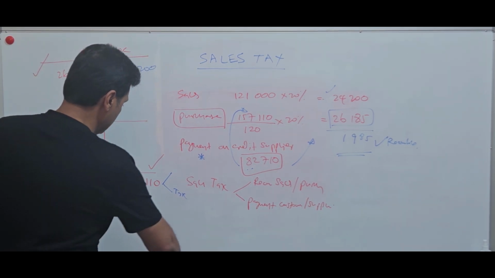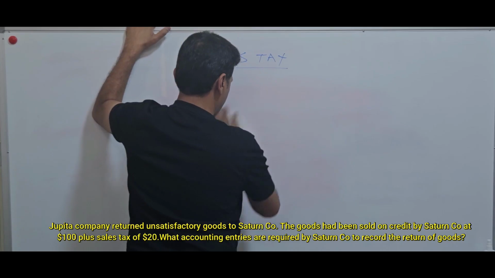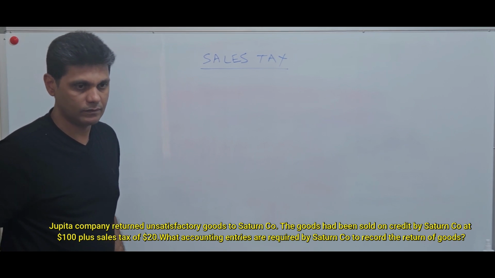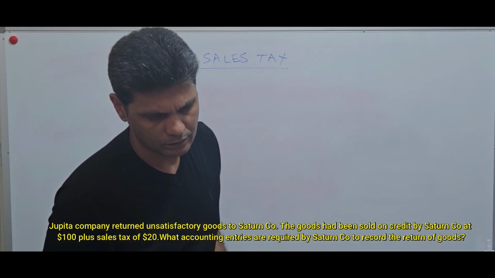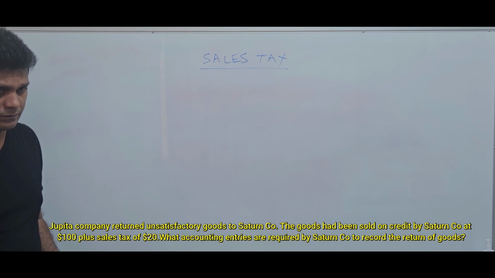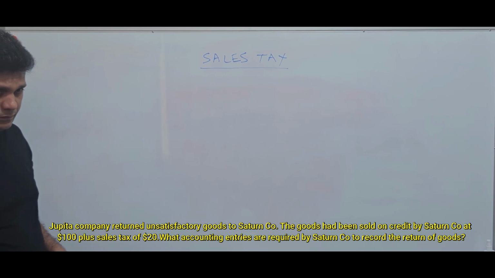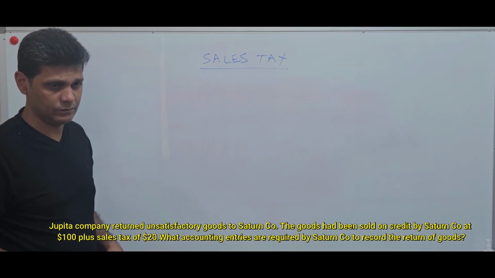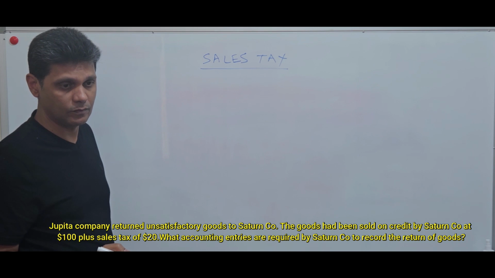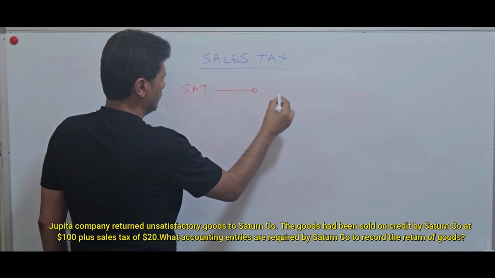I will erase this first. Okay, what is the next question? Jupiter Co. returned unsatisfactory goods to Saturn Co. The goods had been sold on credit by Saturn Co. at 100 plus sales tax of 20. What accounting entries are required by Saturn Co. to record the return of goods? Who sold the goods? Saturn Co. sold to Jupiter.